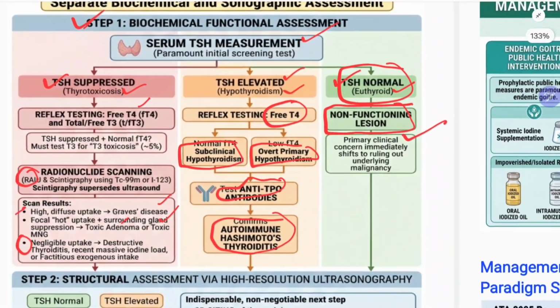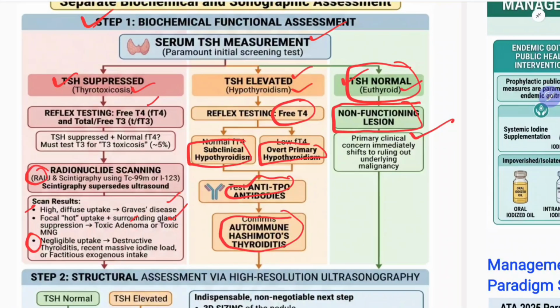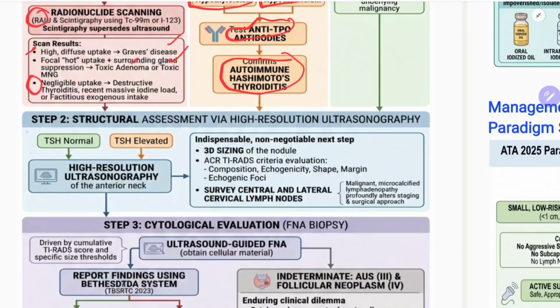Okay, this is not a good thing, having a euthyroid state. So with a non-functioning lesion, our primary clinical concern immediately shifts to ruling out underlying malignancy. One thing you must remember: step 2 is structural assessment via high resolution ultrasonography, whether the patient has a normal TSH or whether the TSH is elevated. So two conditions: the TSH is elevated or the TSH is normal.